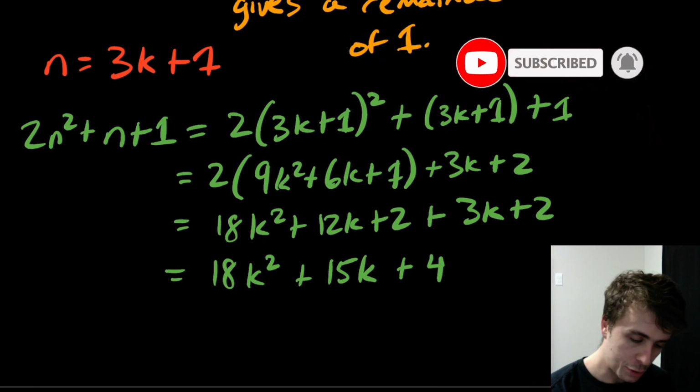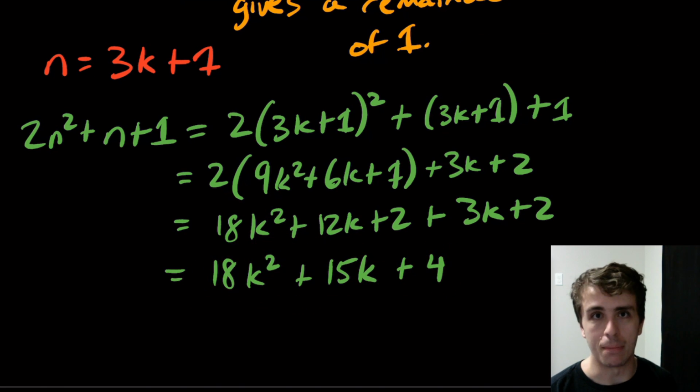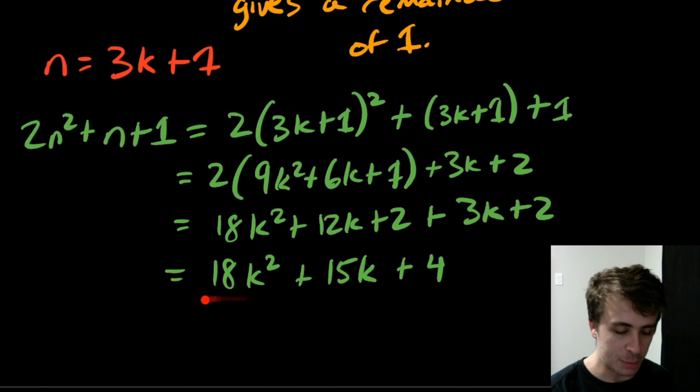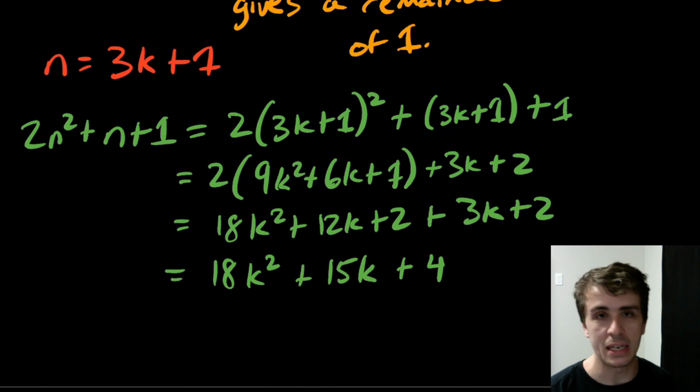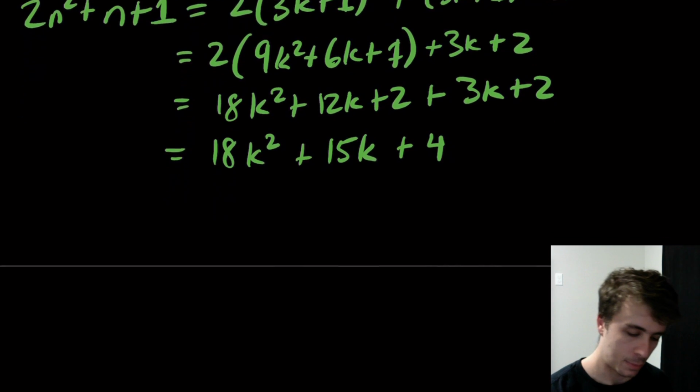Okay, so then we notice that this, again, is a multiple of 3 and 4 isn't, and so the same idea applies. Because this part's a multiple of 3 and this one isn't, and you add them together, it's not a multiple of 3 in total.